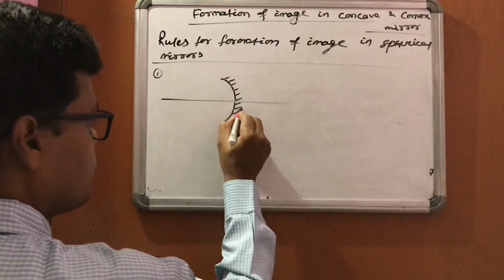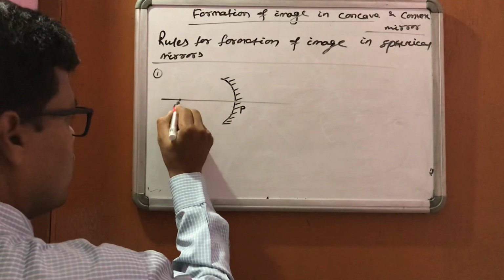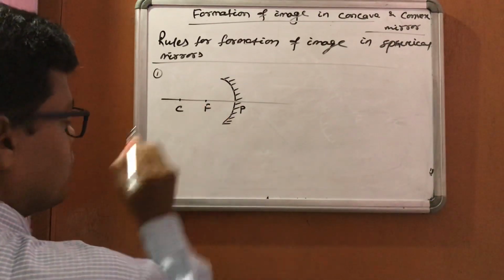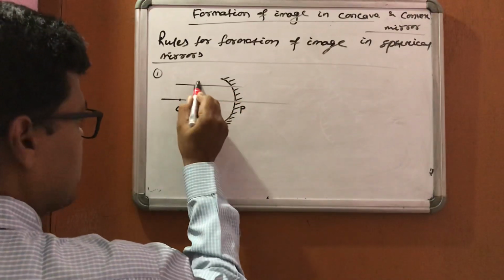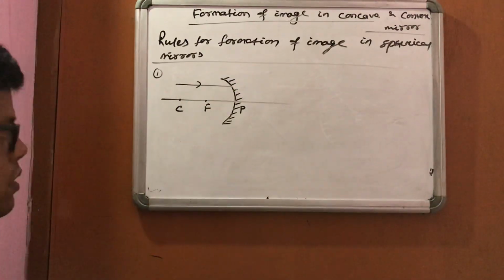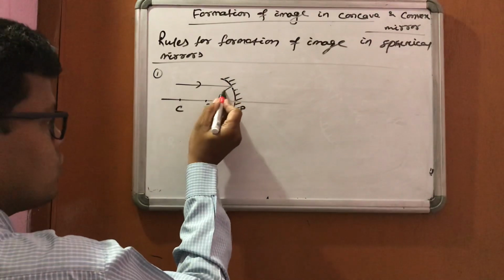this is pole, center of curvature, focus. If a light ray is incident parallel to the principal axis, then what will happen? It will pass through the focus.